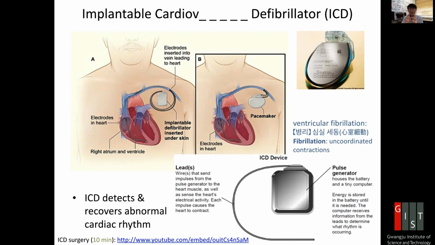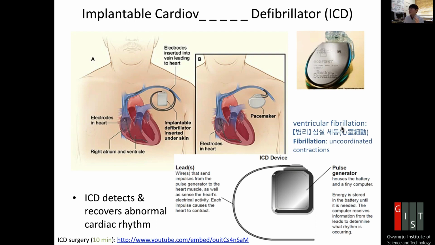So those patients' hearts need to be monitored, their ECG. And if this phenomenon is happening, then we have to give an electrical shock to recover, like reset the heart so that it can recover its normal rhythm. So this can save a lot of people who have this condition. And this phenomenon is called ventricular fibrillation. In ventricular fibrillation, and fibrillation means this uncoordinated contraction. So this is a very serious condition.